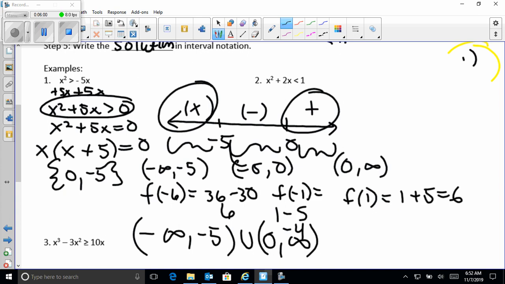So that's what you do. You factor, solve, come up with your test regions, and then check it. Let's try the next one. I'm going to have to erase here.